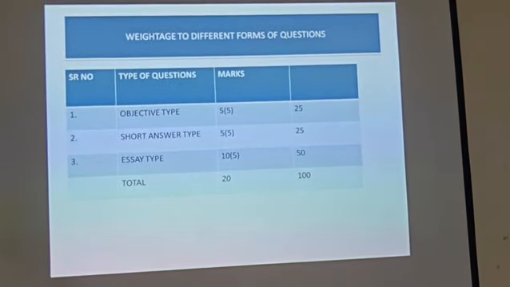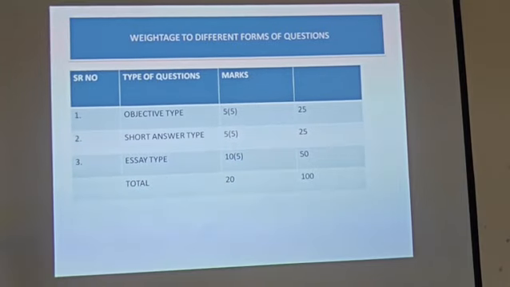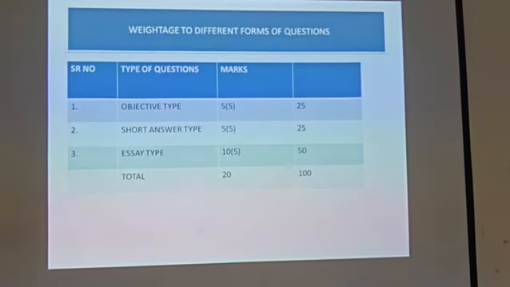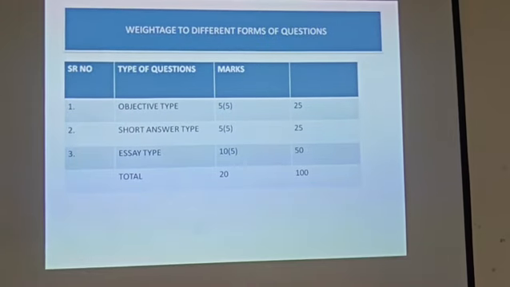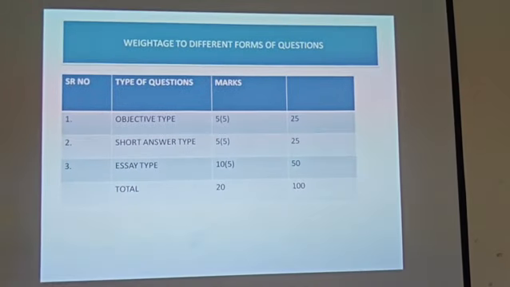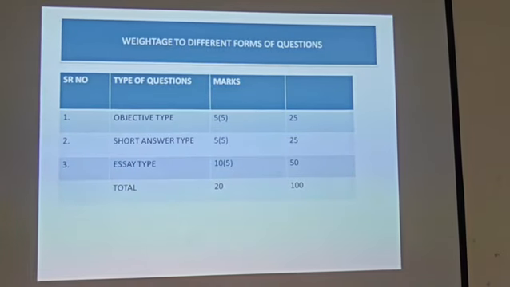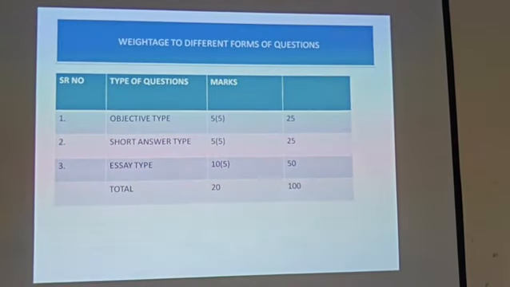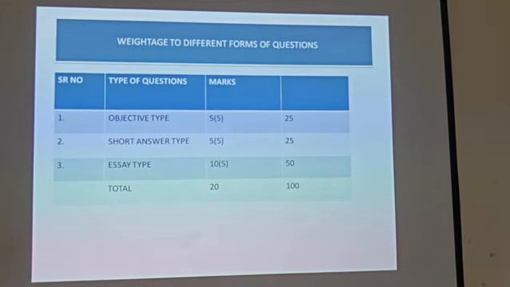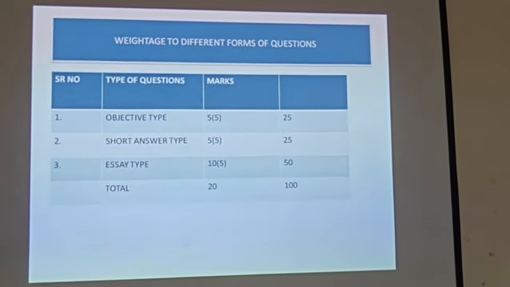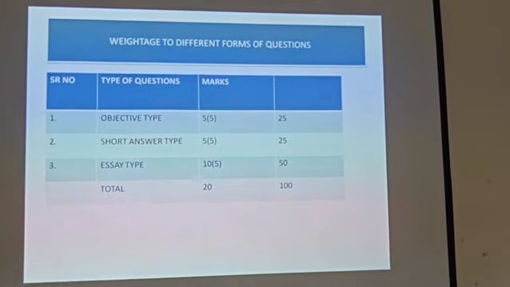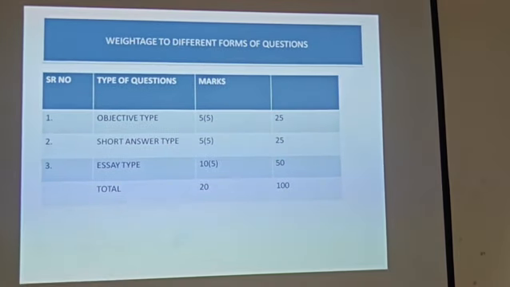Now, weightage to different forms of questions. How much weightage is given to the different types of questions? Three types of questions are included in the test. One is objective type questions, 5 questions, 5 marks. Short answer type questions, 5 marks. Essay type questions are 5 and carry 10 marks. In total it carries 20 marks.